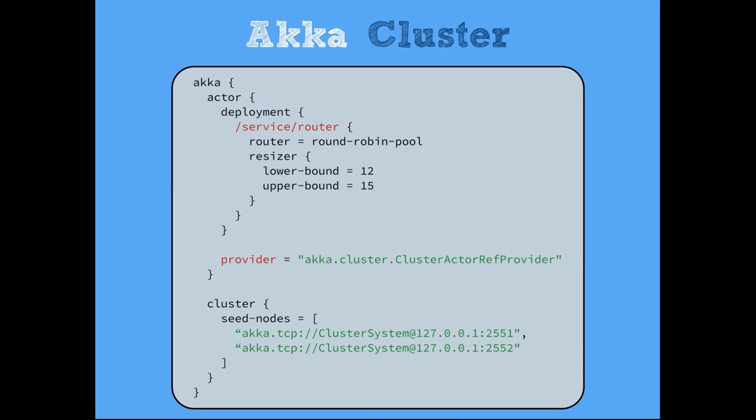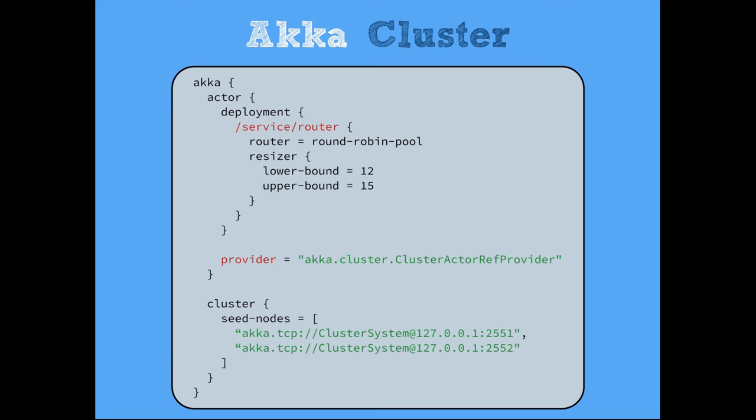But you can of course take that further, because as I said, if the node goes down, you lose everything anyway, and here is where you should bring in Akka Cluster. And as you see, with just a few more lines of code in the configuration file, you can turn this into a fully clustered router with routees running on different replicas.